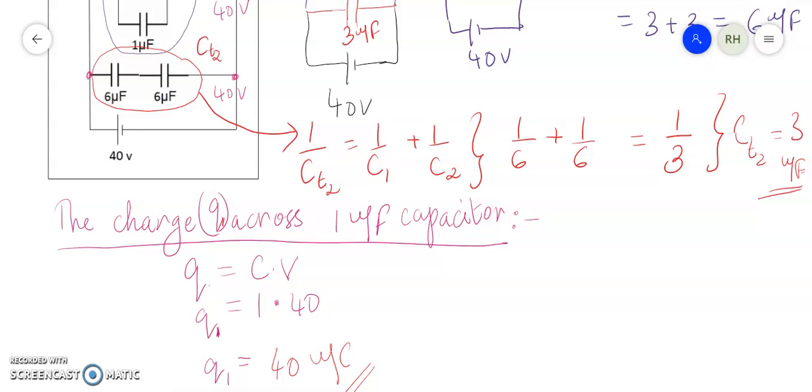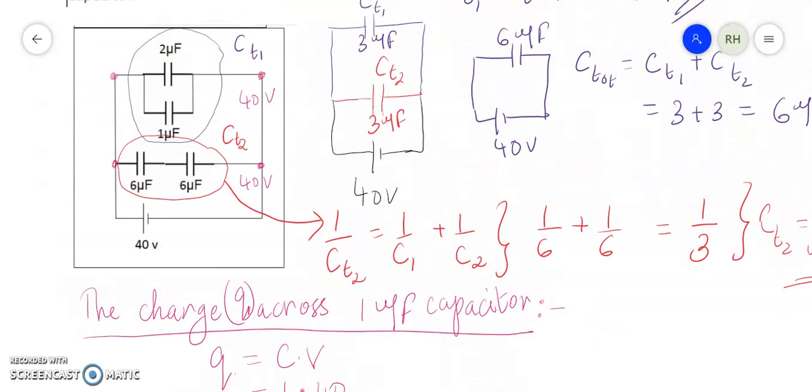So yes, Q1 across, so we name this Q1, across the charge for capacitor 1 microfarad, which is this one. And we put the same formula, Q is equal to C times V, and I give the name for that charge as Q1, using the same formula. And C over here is 1 microfarad and the voltage is 40 volts.